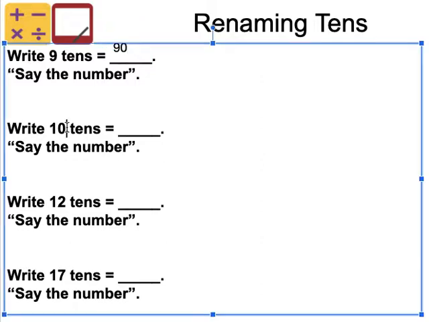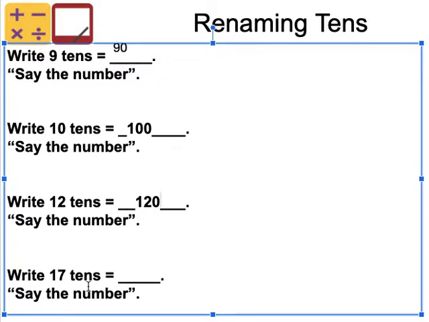Now I have write 10 tens. So I'm going to start out with the number 10. Write 10 tens. Oh, I know, 10 times 10, that gives me 100. 10 tens equals 100. Write 12 tens. Once again, I'm going to start off by writing the number 12. 12 tens. Well, 12 times 10 is going to give me 120. I'm going to add a 0 on the end.